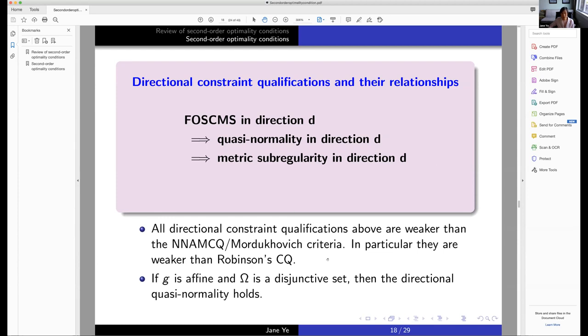Okay, so I already said all these constraint qualifications are weaker than the Mordukhovich criterion, or we can call it the non-smooth MFCQ. In particular, they are weaker than Robinson's constraint qualification. For example, if G is affine and omega is a disjunctive set, then the directional quasi-normality holds.